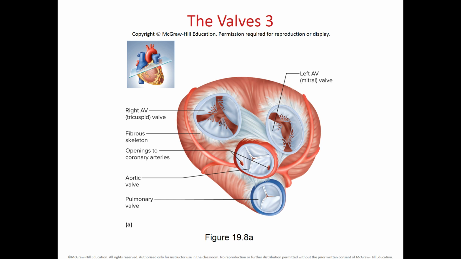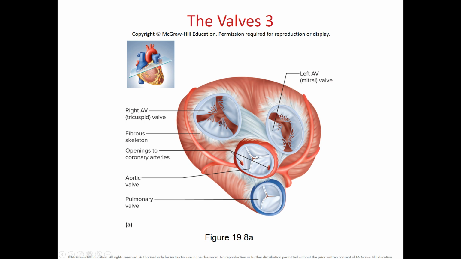So this is the superior view of the heart, and then you can see here the AV valves. These will be the AV valves, the largest ones. So this is the right side. This has three leaflets or cusps: 1, 2, 3. This is the tricuspid. And then in here you have 2 leaflets. So this will be the bicuspid or mitral.